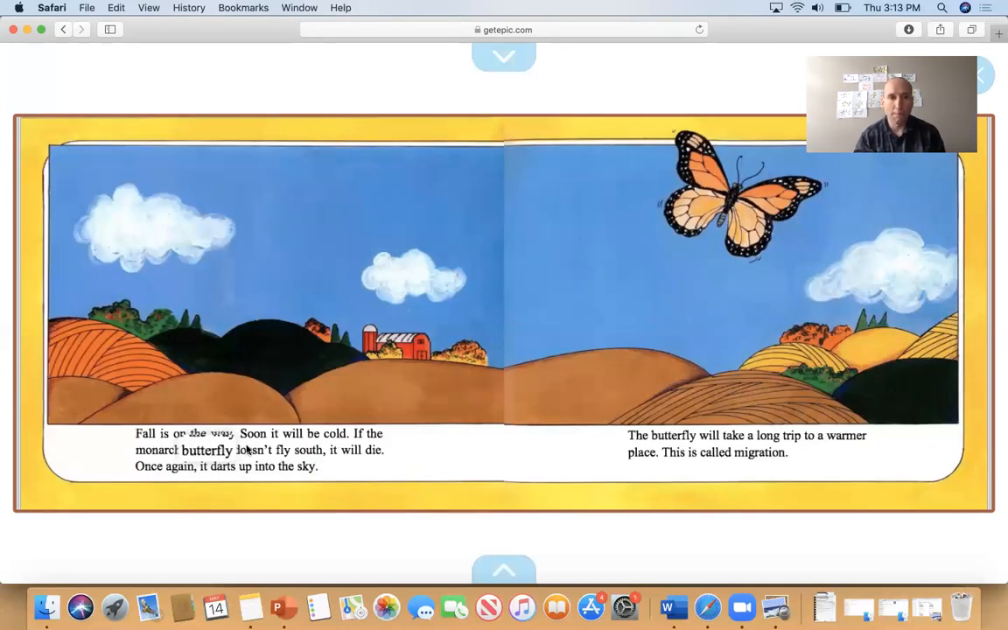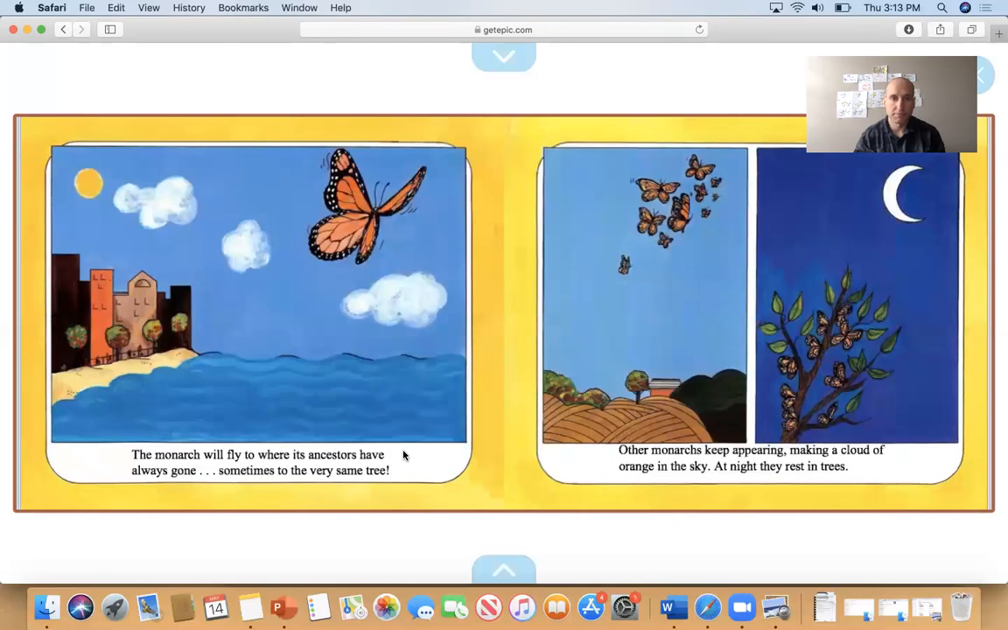Fall is on the way. Soon it will be cold. If the monarch butterfly doesn't fly south, it will die. Once again, it darts up into the sky. The butterfly will take a long trip to a warmer place. This is called migration. Good. The monarch will fly to where its ancestors have always gone, sometimes to the very same tree.